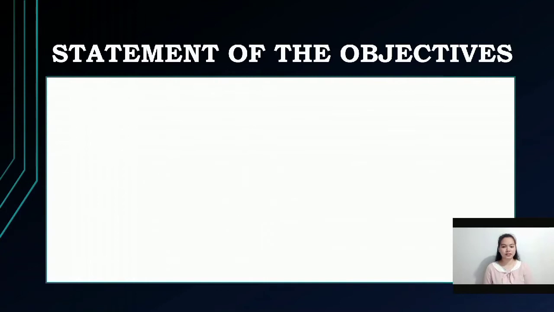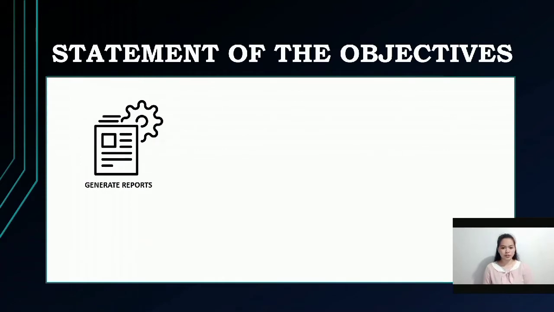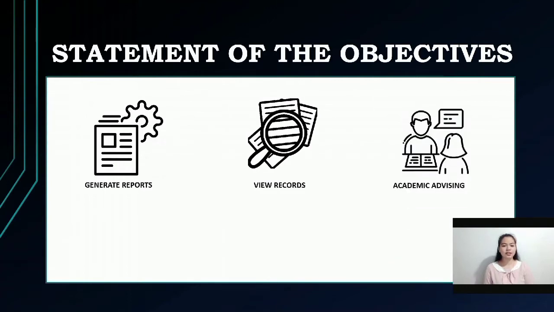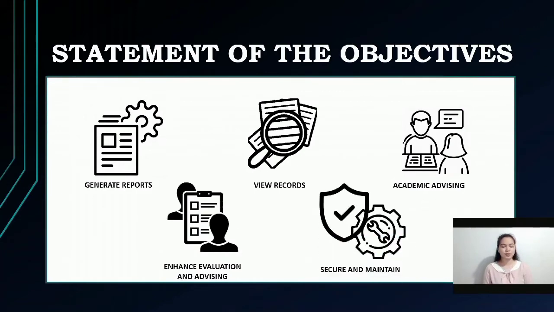Statement of the objective. This study aims to develop a BSIS students evaluation and advising system with the following objectives. First, systematically generate students evaluation report. Second, allow students to open, view, and print their own records. Third, provide academic advising. Fourth, enhance the evaluation and advising system. And the last one, secure and maintain the students' records.